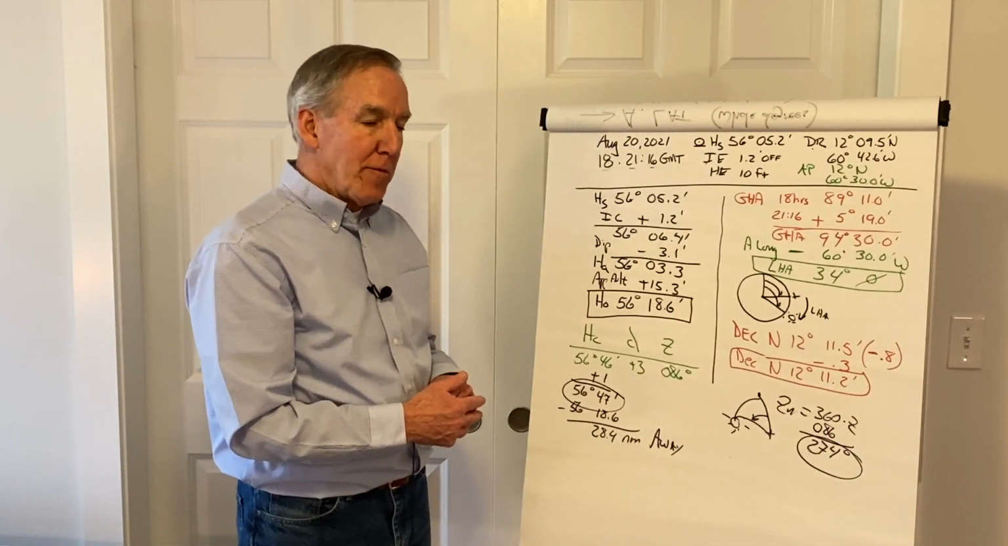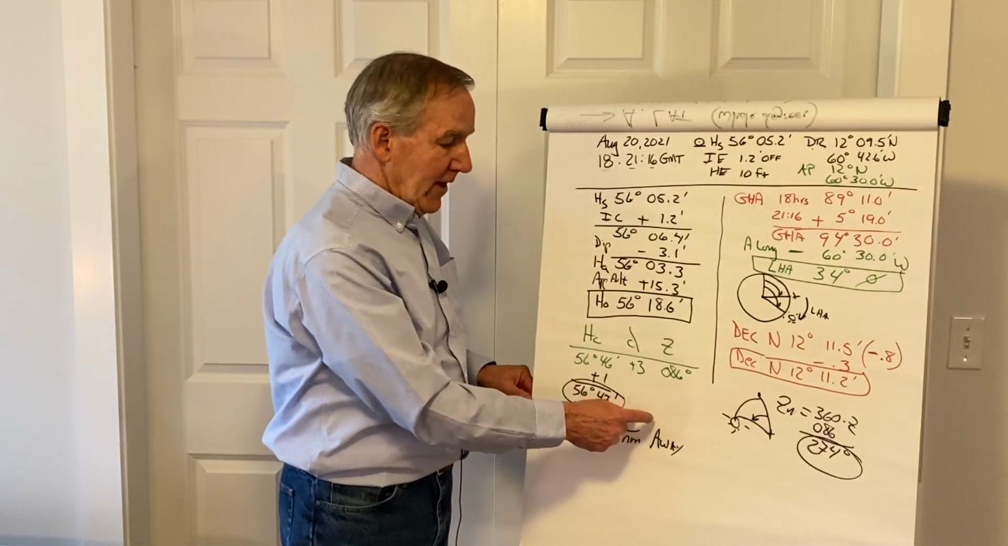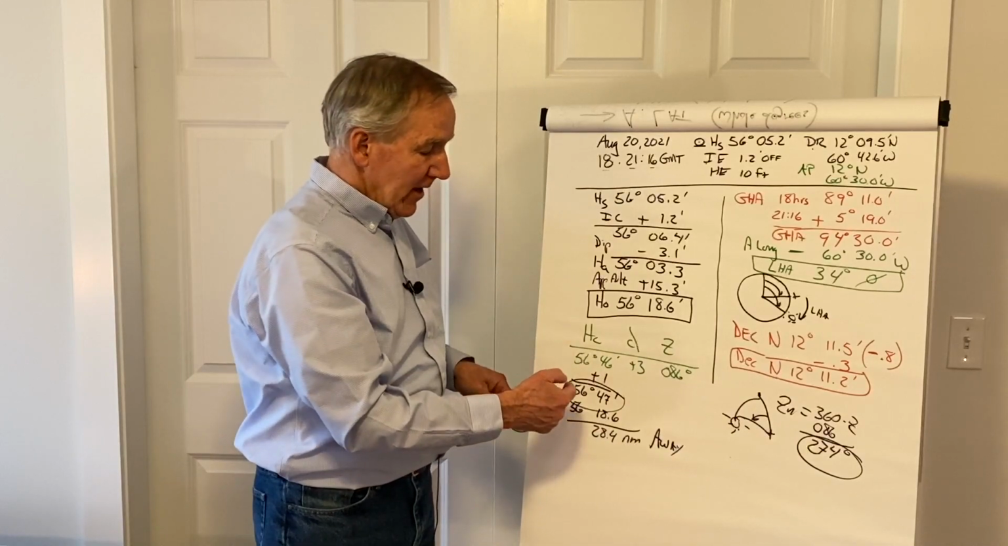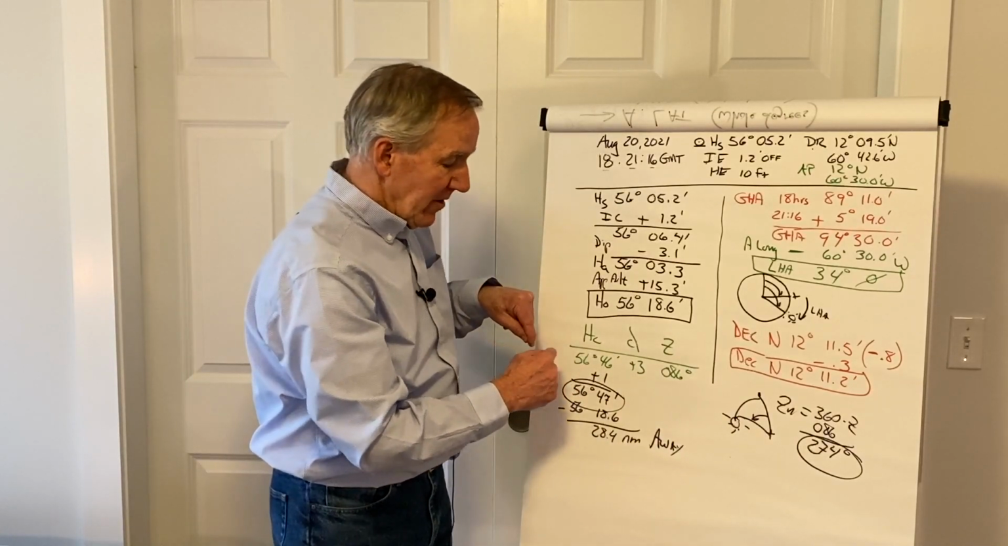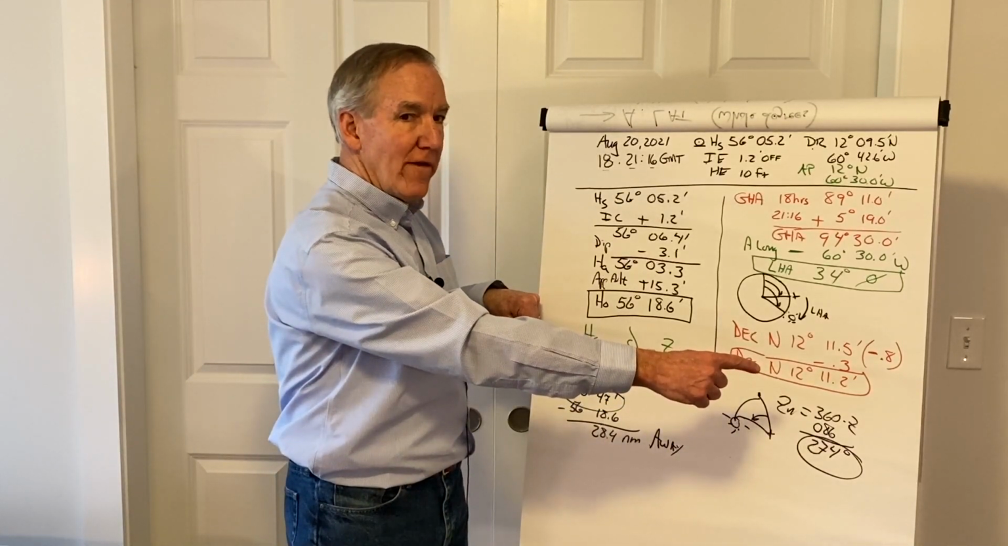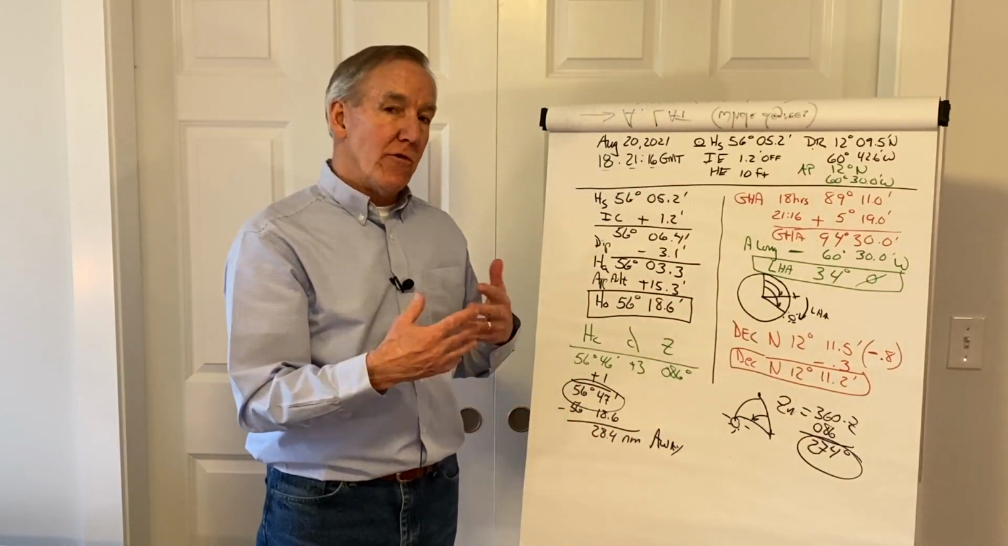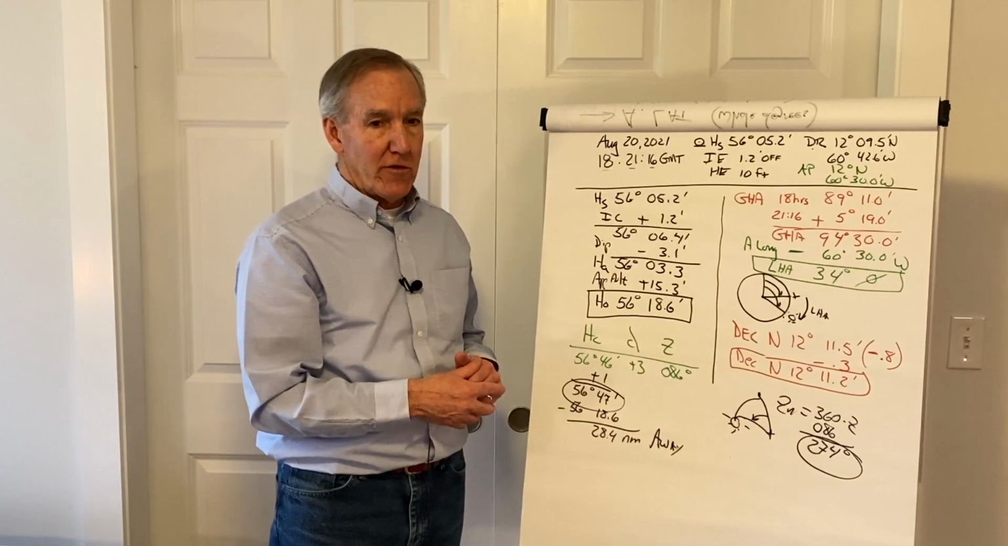And that's how we're going to plot. We're going to plot the assumed position. We're going to draw the ZN line in the direction of 274, and then we're going to start at the assumed position. We're going to measure 28.4 miles away from that ZN line, and that's where we'll draw our LOP. And we'll do that in the next segment of this episode.